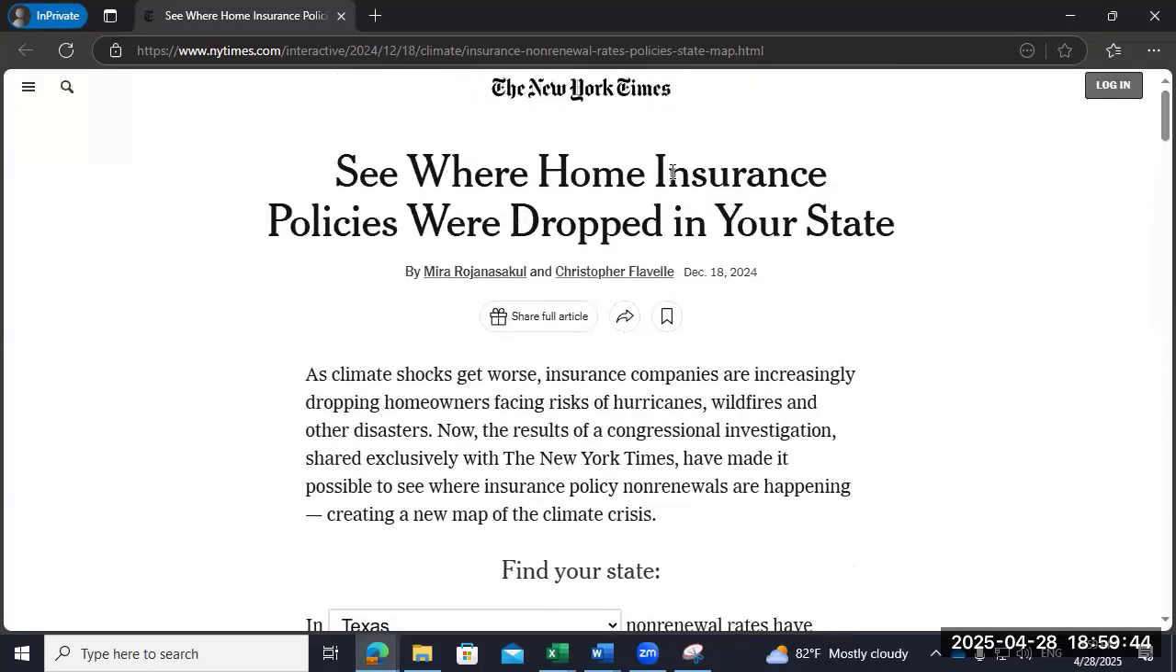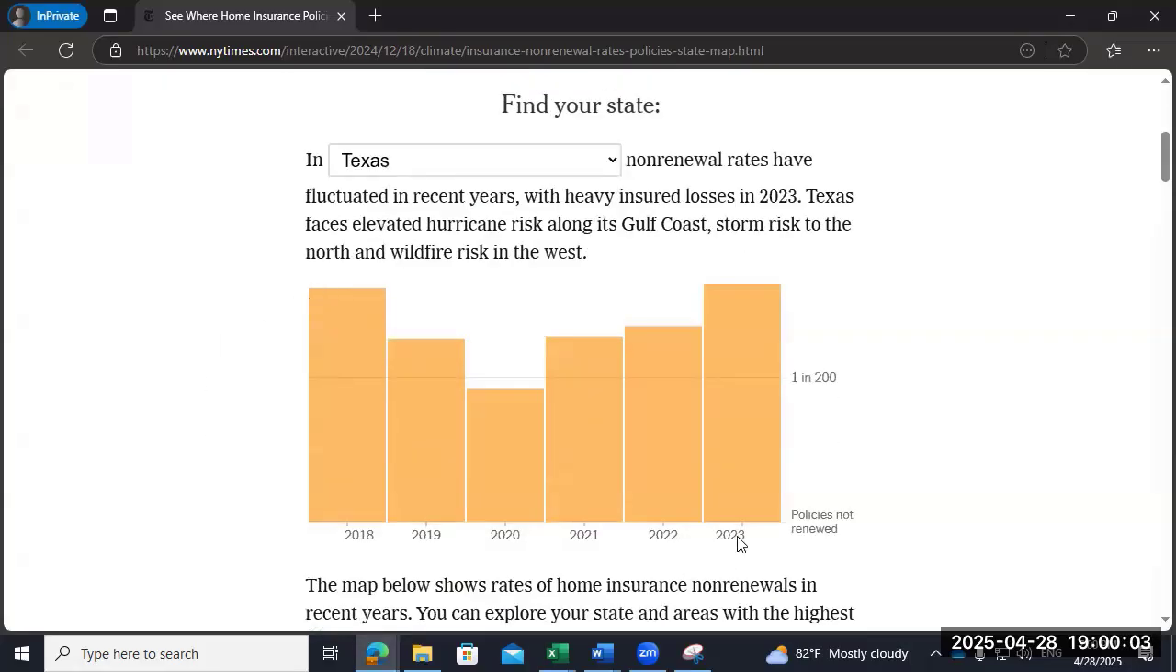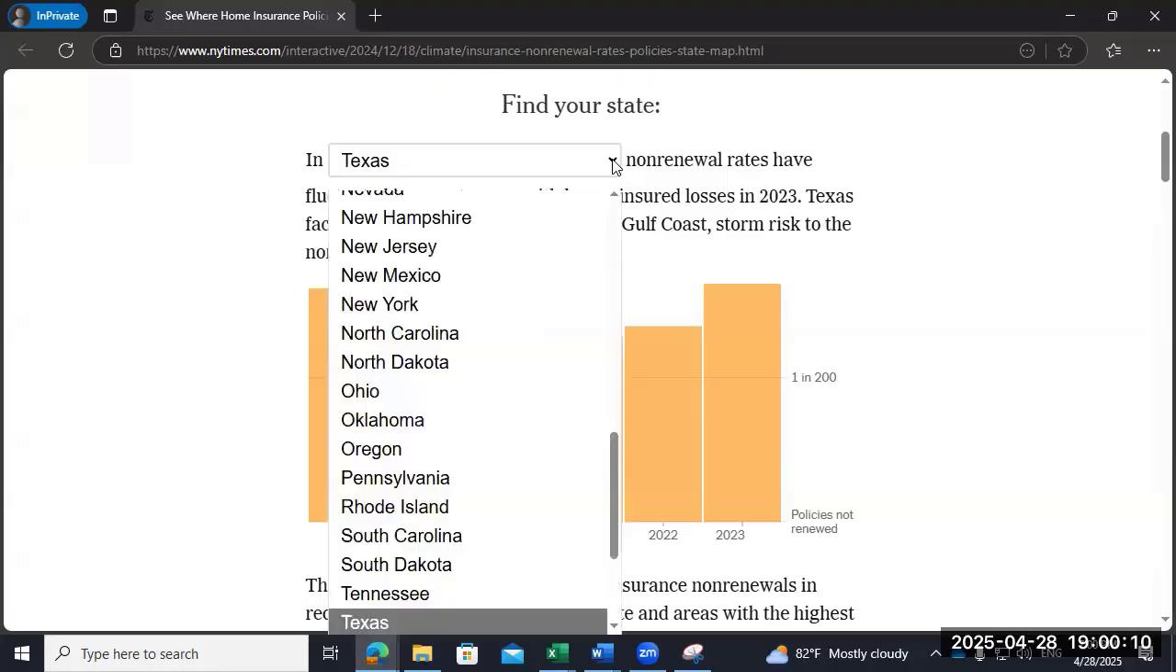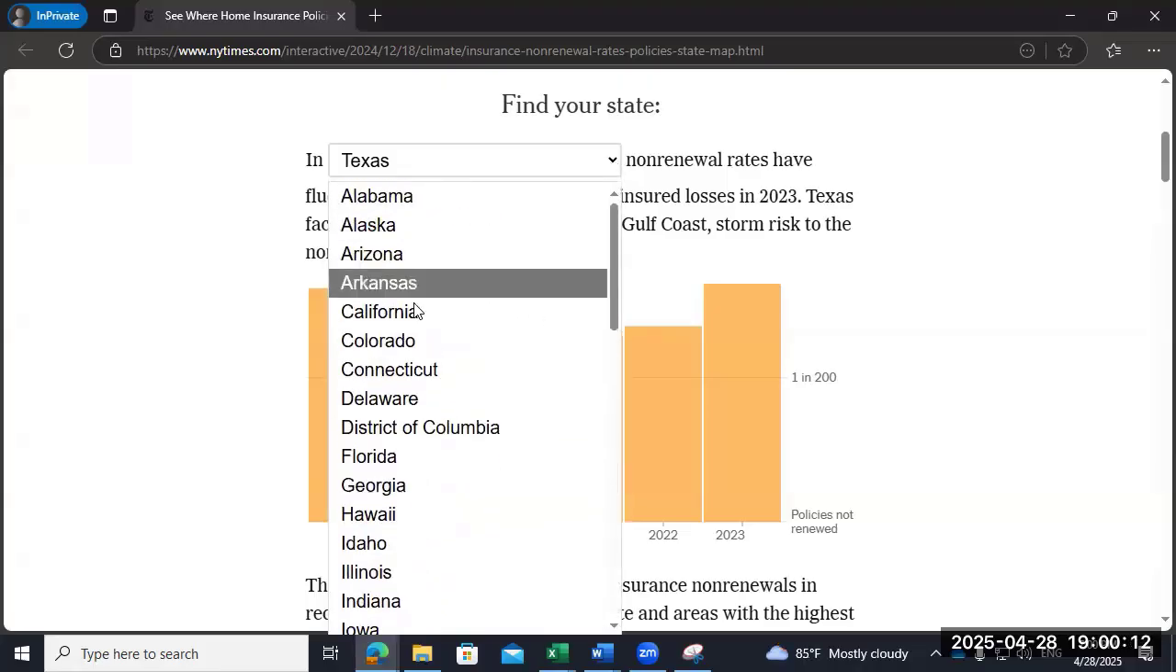All right, so see where home insurance policies were dropped. This is a huge issue. It might relate to the global climate change group, those doing climate change and what the impact is, because obviously all the drought and the fires in California are part of this. You put your state in, and it shows you how many policies are not being renewed in each state. And you can bring in California.